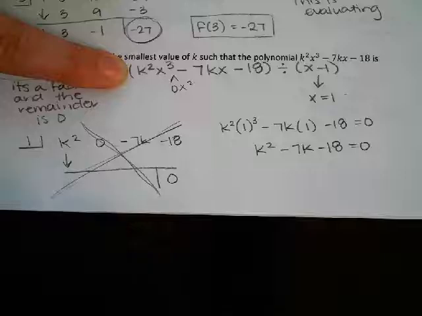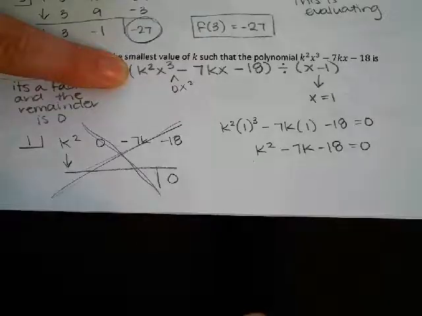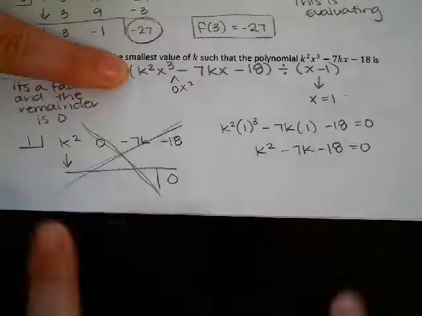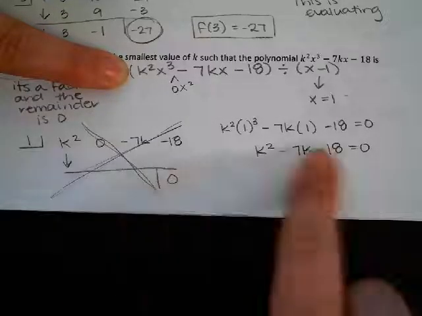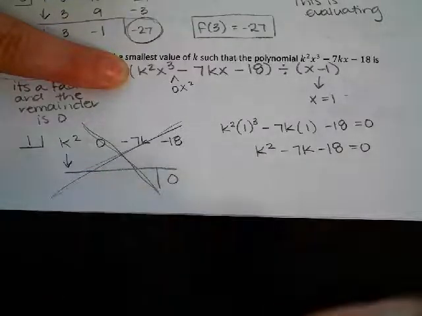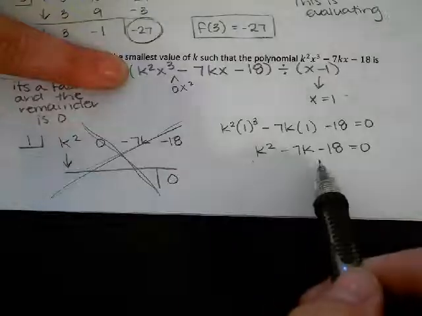Okay, so how do we factor this? Because the whole problem is just saying solve for k. And when you solve for k, we know quadratics give us two answers, and they want the smallest one. The smallest one is the answer they're going for. So what do we do now?